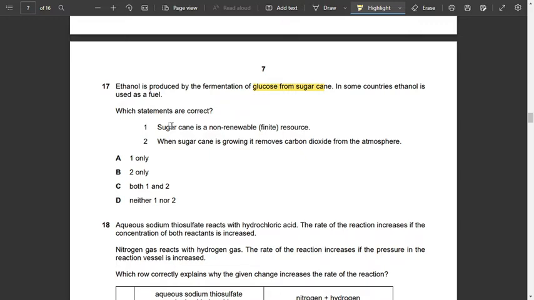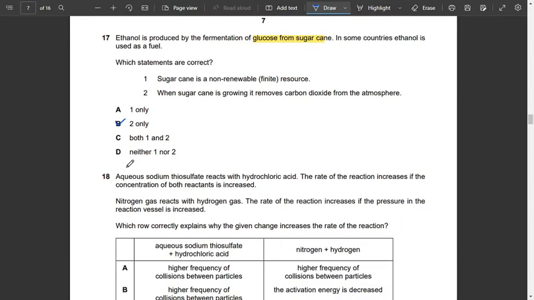So, of course, 1 is not the right answer. 2, when sugarcane is growing, it removes carbon dioxide from the atmosphere. Of course, it's a plant, so it is going to absorb carbon dioxide. So 2 is the right answer, B is the right answer, 2 only.